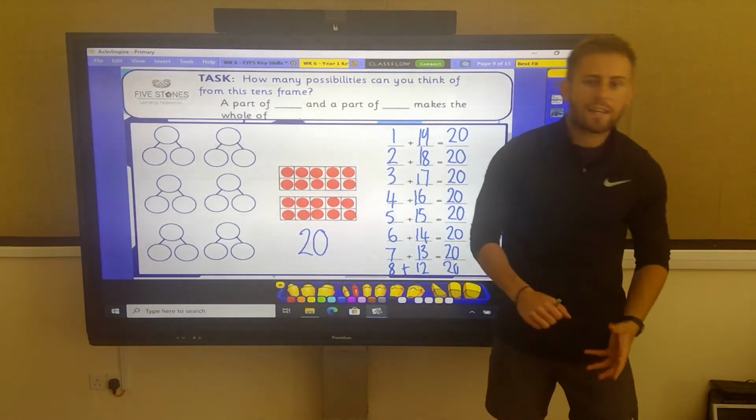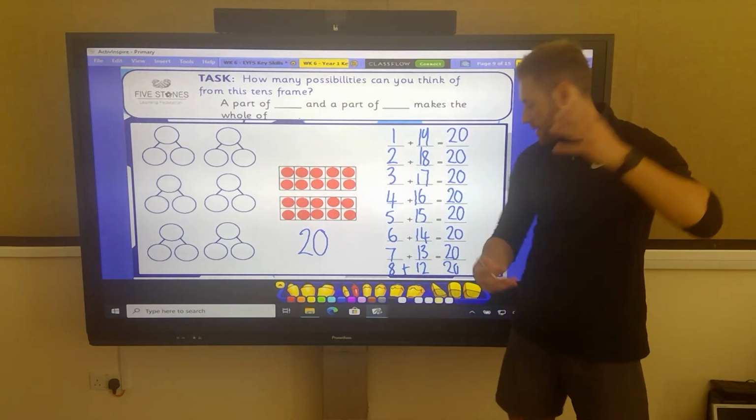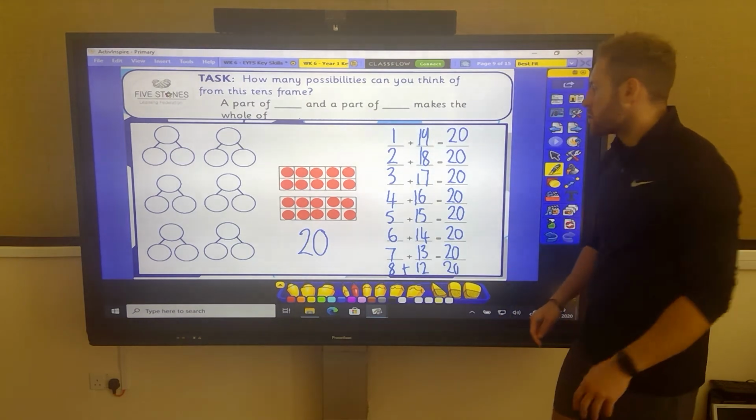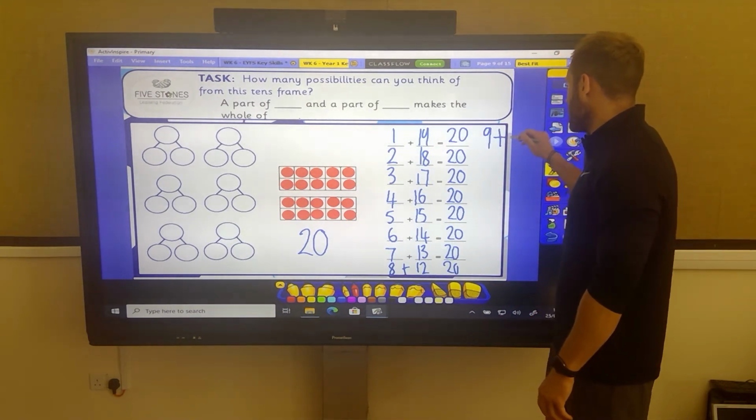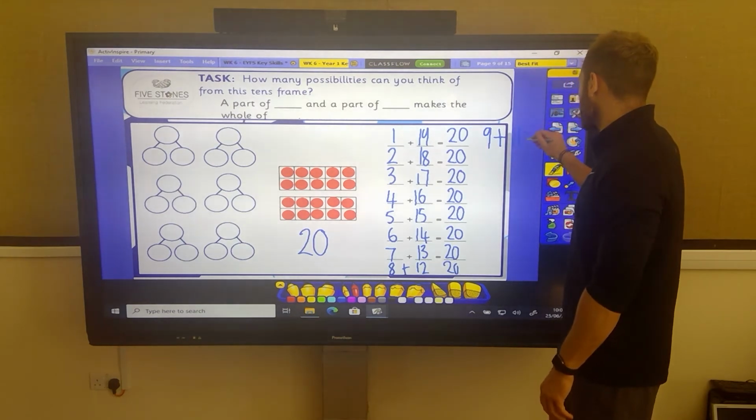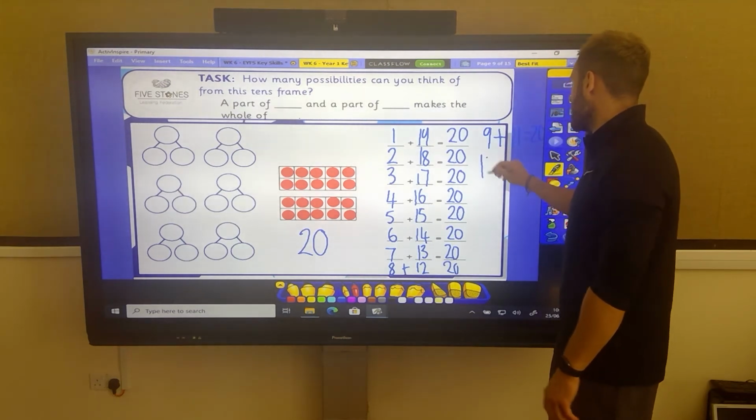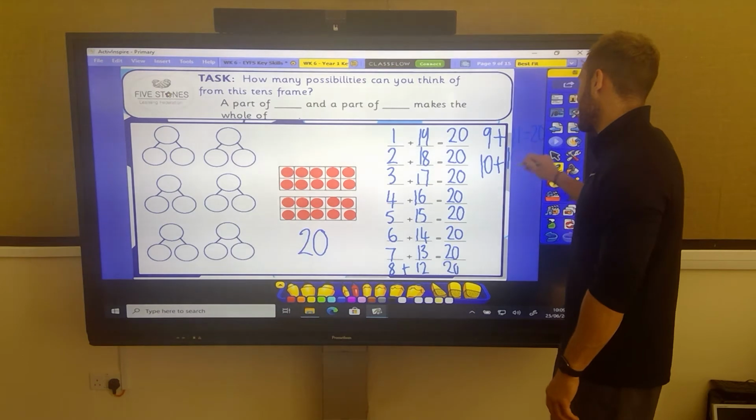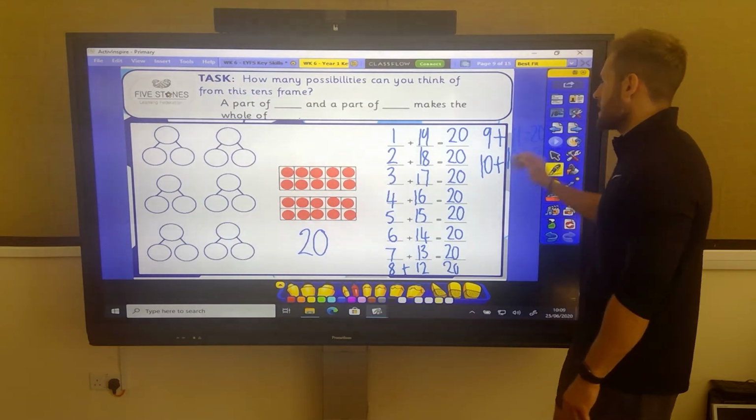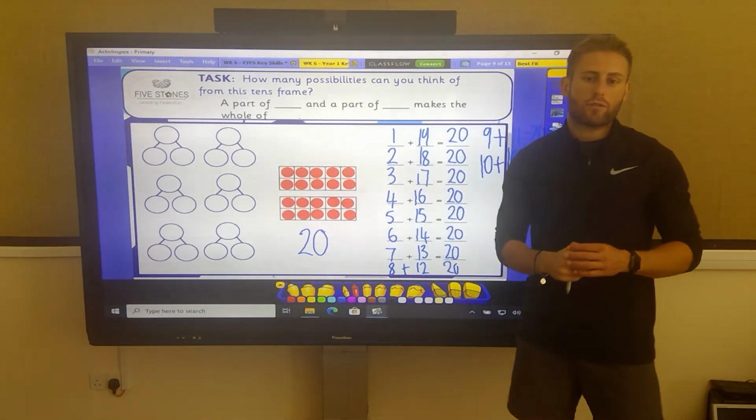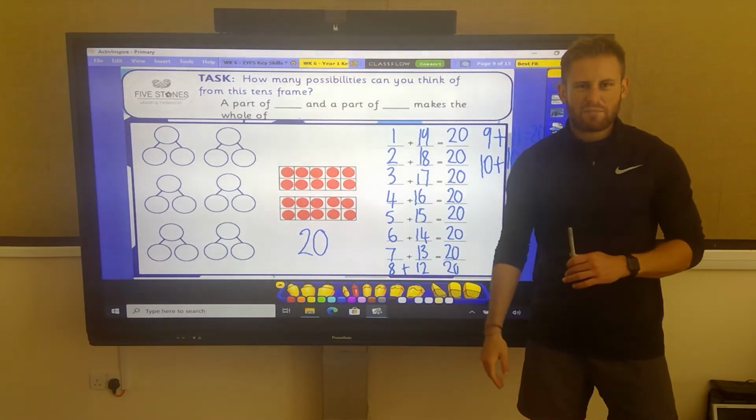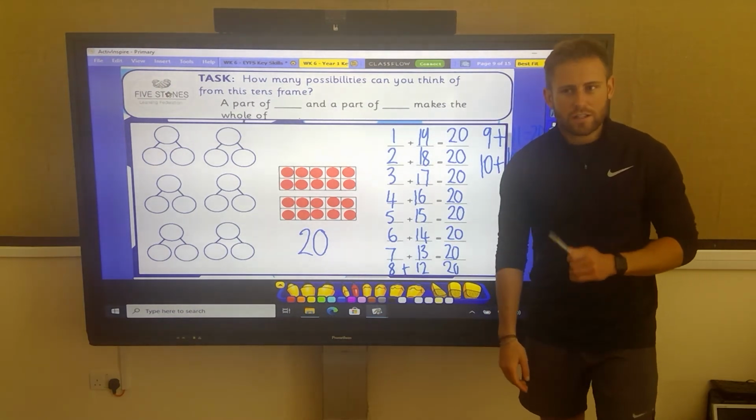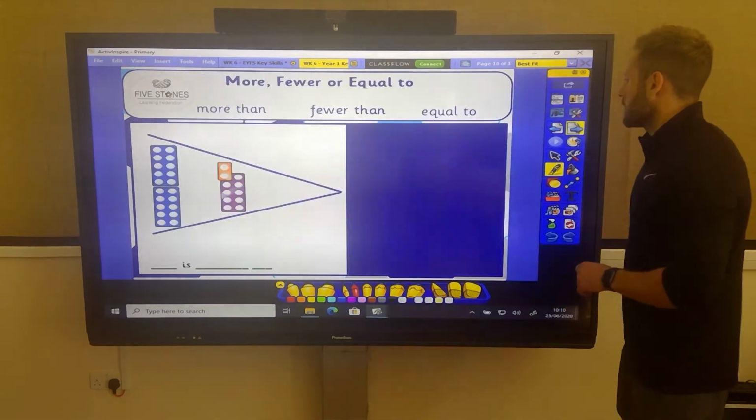So one part is getting bigger, the other part is getting smaller to get us to that part of 20, that whole of 20. Then we've got 9 and 11 will get us to 20, and 10 and 10 would get us to 20. And then we can put the parts in the different order. So well done if you managed to recognise that fantastic pattern. Number has lots of different patterns we can work with. So well done.